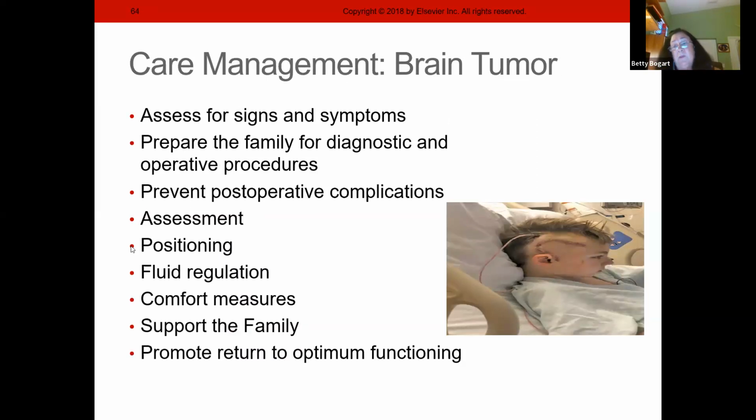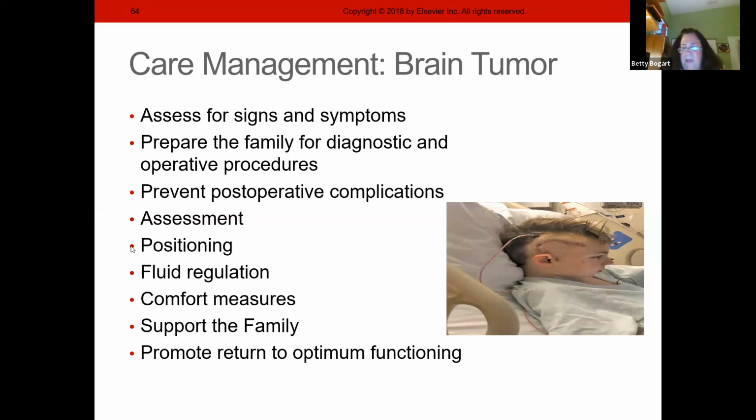Postoperatively, you got to be careful with a brain tumor. They've removed something in the head and there's a hole left there, right? So we got to make sure that the positioning is the way the doctor wants. Do we put them on the side of the tumor when we turn them, or on the other side? How far up can the bed be? 30 degrees, 45 degrees. All of these things are huge. And another thing is fluid restriction. You don't want too much fluid because you're going to overload the brain.